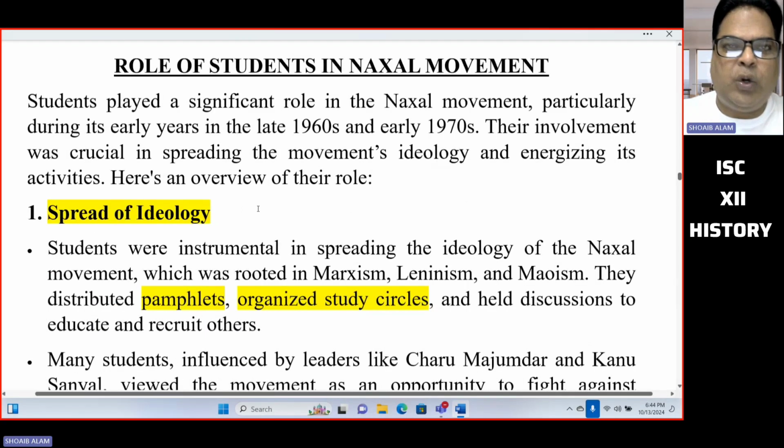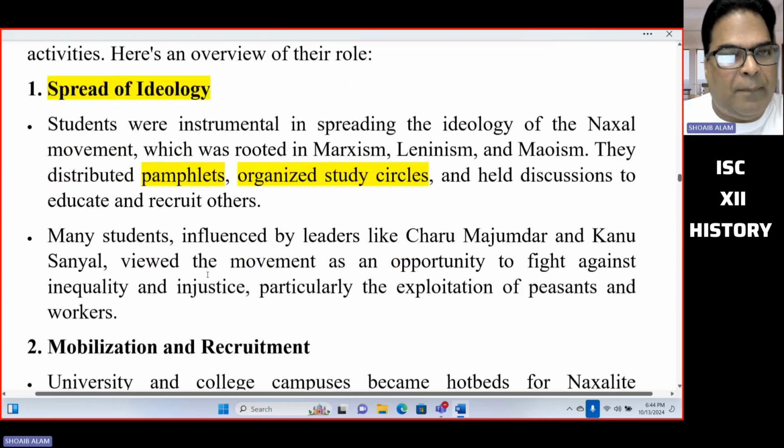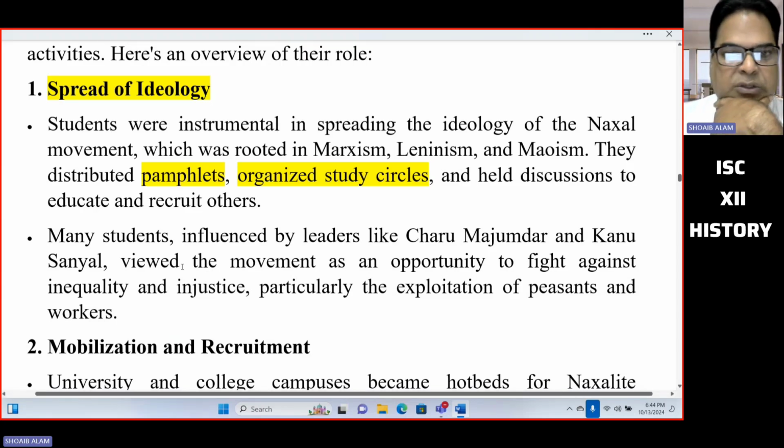Okay. What role was played by the students in the Naxal movement? Number one, they were instrumental in spreading the ideology of the Naxal movement. How did they do it? They distributed pamphlets, organized study circles, and held discussions to educate and recruit others. Many students who were influenced by Charu Majumdar and Kanu Sanyal viewed the movement as an opportunity to fight against inequality and injustice.